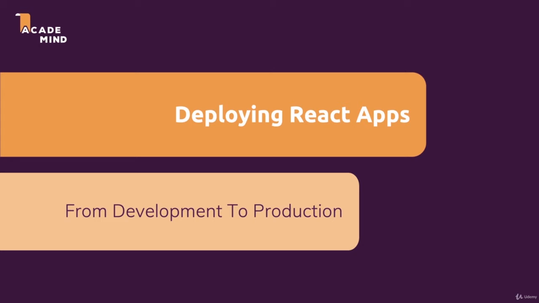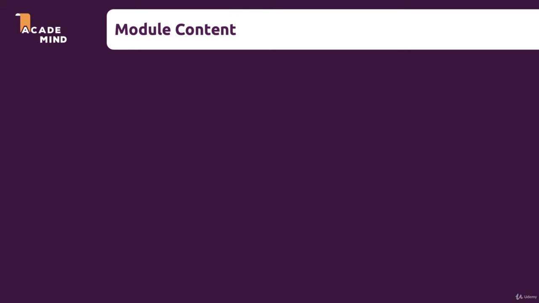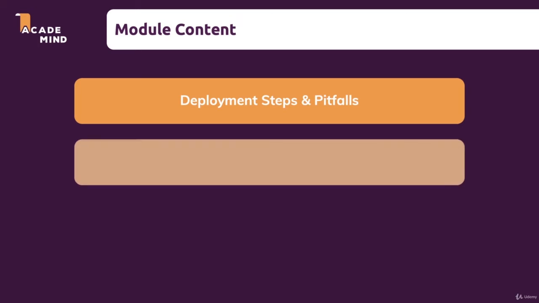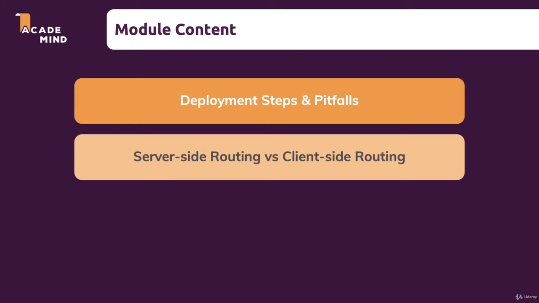In this course section, we are going to explore how you can move from development to production and how you can publish and expose your React app to users from all over the world. So how you can move your React application from your local machine to a real server. Now for this, we are going to explore the different steps you have to go through as part of the deployment process and which pitfalls might await you. And specifically, we're also going to have a look at server-side routing versus client-side routing. And I'll explain what's up with that and why it is important.